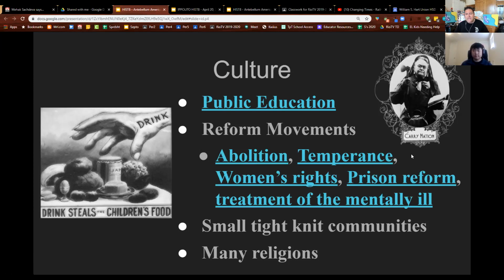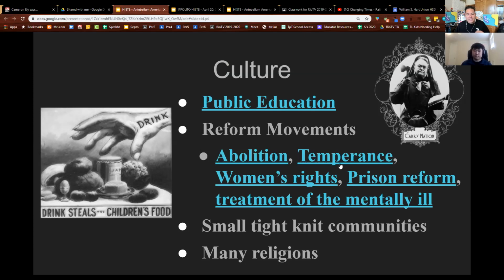I do want to point out Carrie Nation right here. It was actually from the later 1800s, but she was quite a pistol. You can see the picture of her with an axe in her hand. Quite literally, she would go into bars and saloons and go behind the bar and smash those alcohol bottles. She would just go in and tear stuff up.